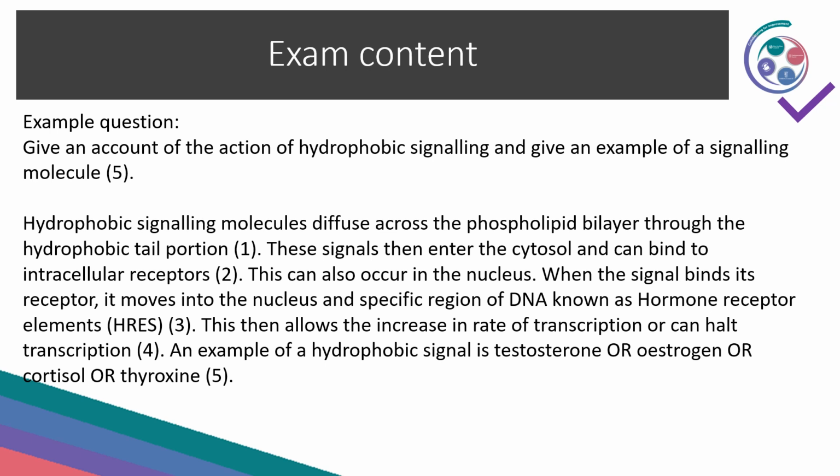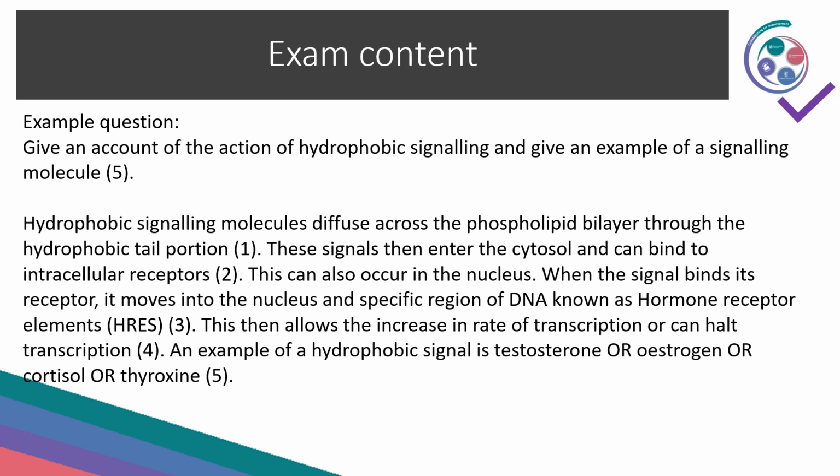And that would be where the first mark would be. So saying something about how the signaling molecules diffuse across the cell membrane or the phospholipid bilayer or the plasma membrane. These signals then enter the cytosol and can bind to intracellular receptors. This would be where our second mark could come from. You could say how they travel into the cytoplasm and bind, or you could say how they diffuse and bind to their receptors in the cytoplasm. That would be your second mark.